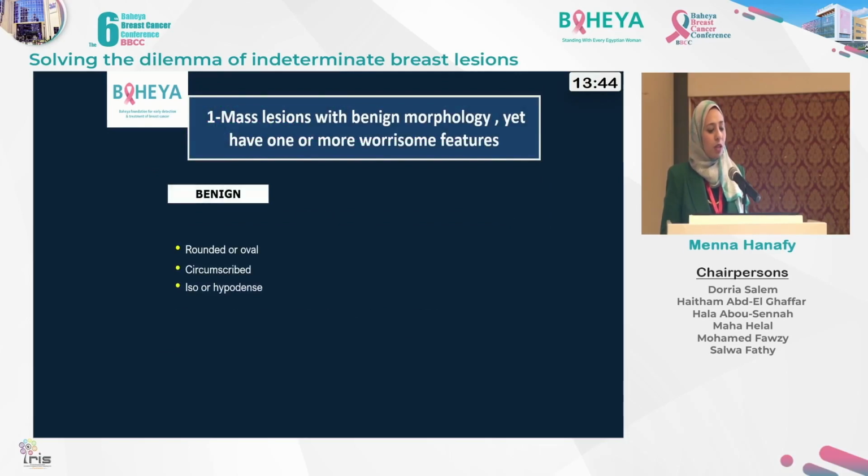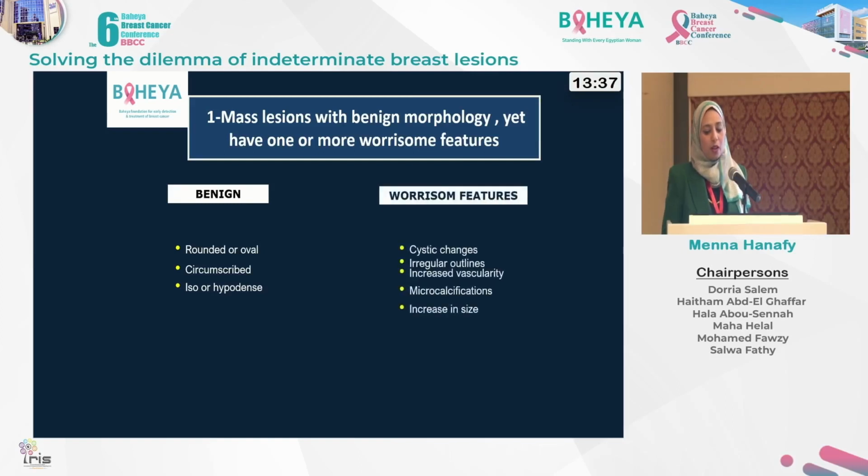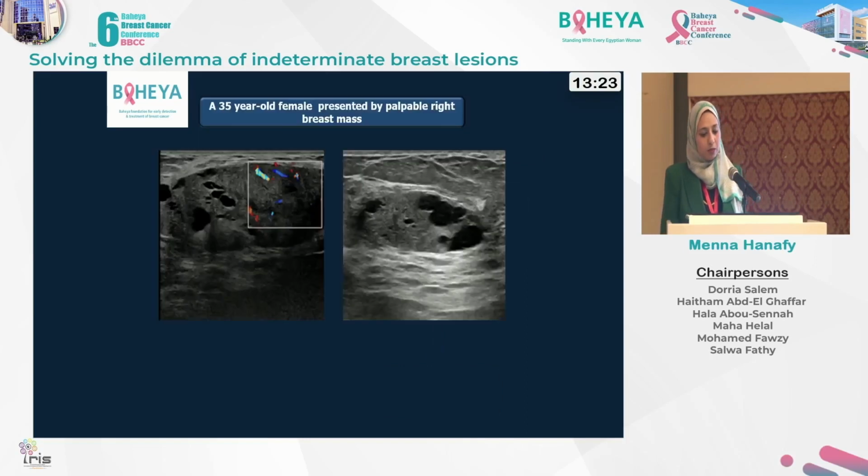We know that benign mass lesions are usually rounded or oval, circumscribed, iso or hypodense. When mass lesions show benign morphology yet one or more worrisome features, such as cystic change, irregular outlines, increased vascularity, microcalcification, or increase in size, we should biopsy it.